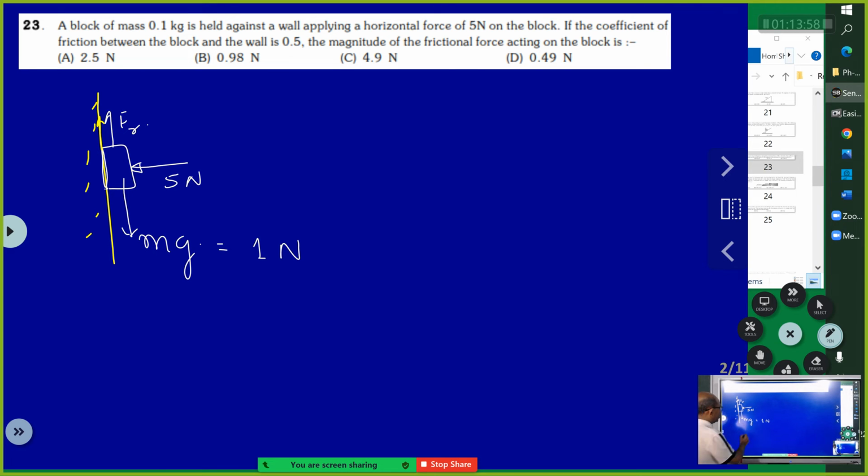But they got 0.98, that means they have taken G as 9.8. So B is the answer. This is not a difficult sum.